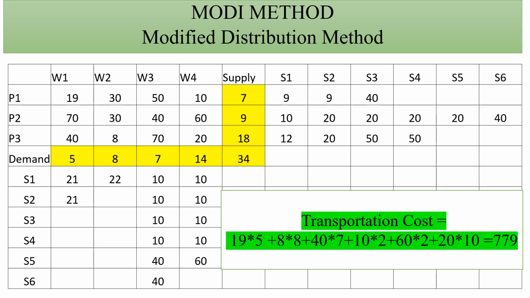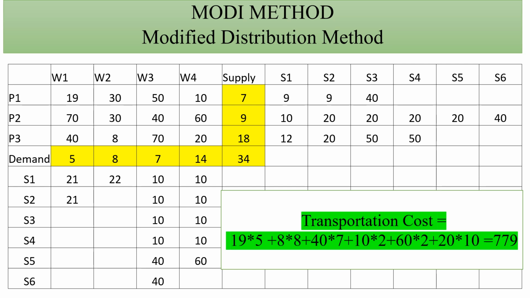In that context, one of the methods that has been applied is called the MODI method. In the MODI method, different concepts and procedures are there, but before that I will highlight one example in front of you. There are 4 warehouses and 3 plants. The per unit cost has been highlighted in the respective cells, from 19, 30, 50, 10 to 70, 20, and the respective supply and demand are also highlighted.